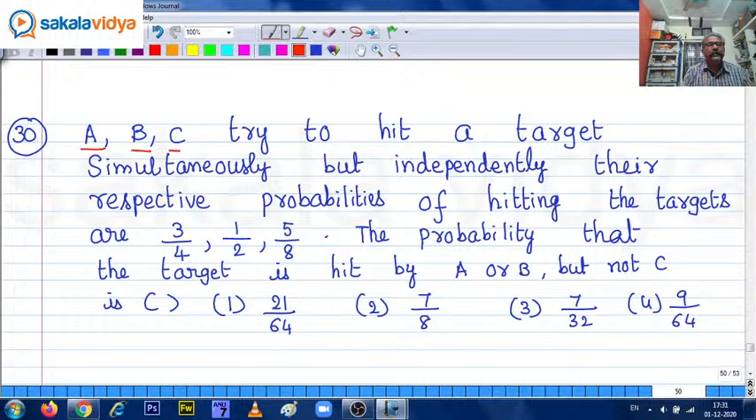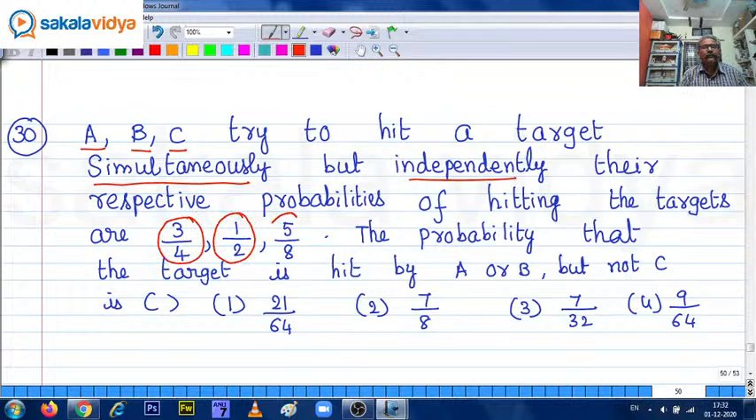A, B, C try to hit a target simultaneously but independently. Their respective probabilities of hitting the targets are 3 by 4, 1 by 2, 5 by 8. The probability that the target is hit by A or B but not C.